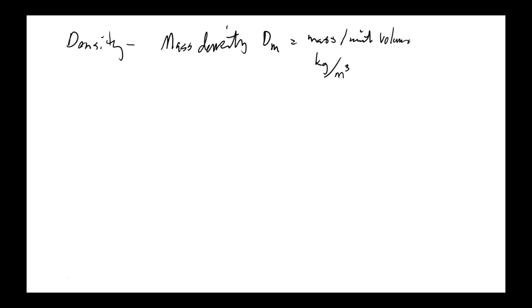SI system. We don't usually talk about mass density in the U.S. customary system because we don't talk about mass in the U.S. customary system. That unit is slugs and no one uses it. So we usually don't use it there. Okay? On the other hand, there is weight density.